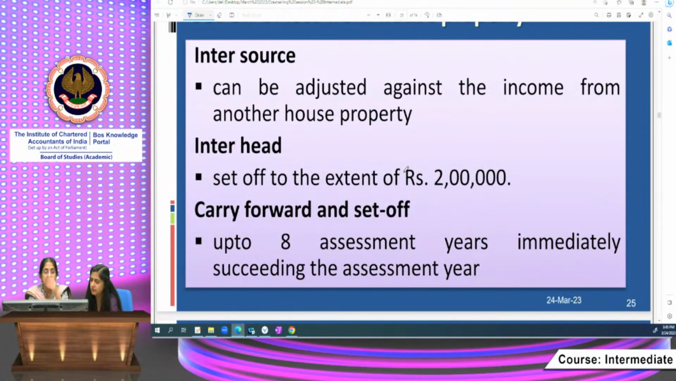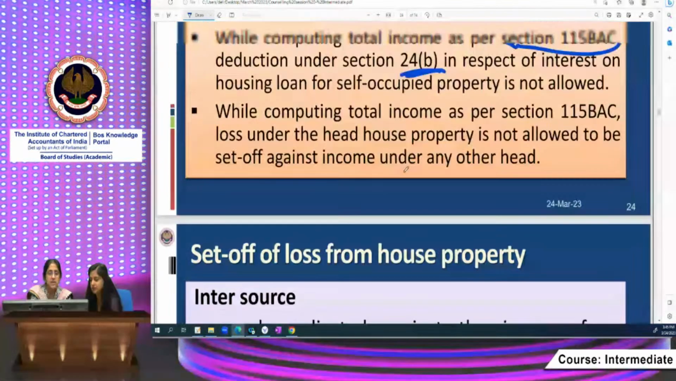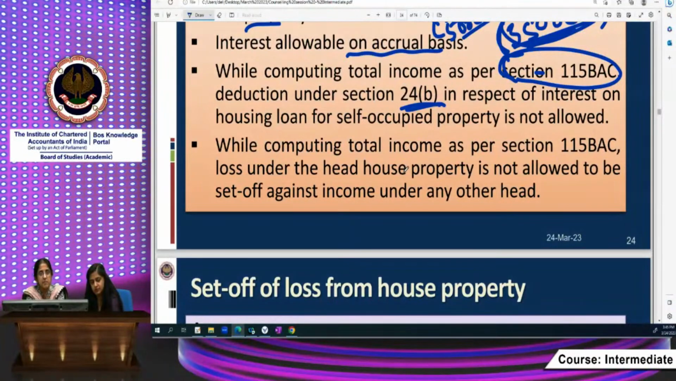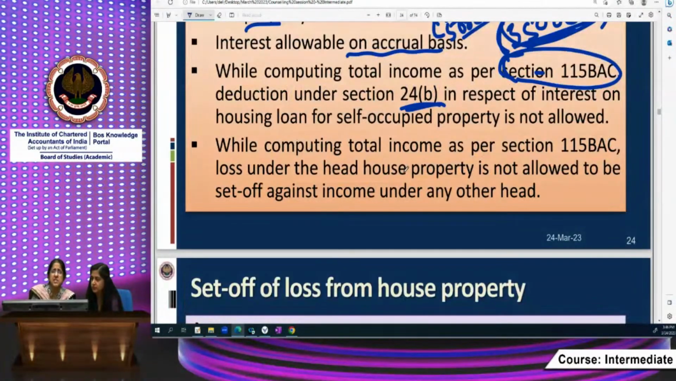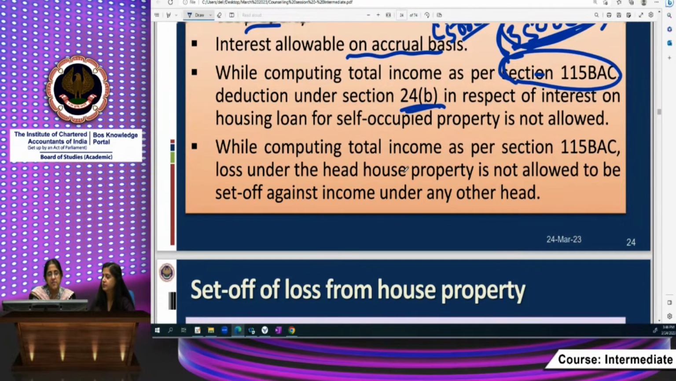I hope you're clear with the carry forward and set off. A loss from house property can be carried forward for 8 years and set off against income from house property. When you carry forward any loss, generally you are able to set it off only against income under the same head. Exception is unabsorbed depreciation. There are some restrictions, but when we come to set off and carry forward, we will deal with that.